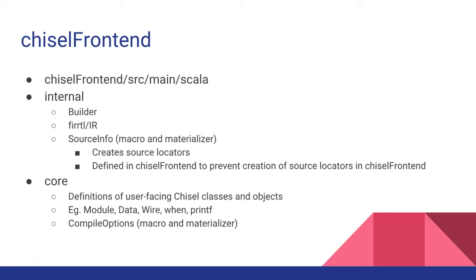Okay, now the Chisel frontend. As mentioned before, this is in Chisel frontend source main Scala. It has two subdirectories, internal and core. The internal directory has the builder. The builder is the thing that holds all of the internal mutable state that Chisel is utilizing as it runs. This is where I talk about pushing those Chisel IR nodes. This is where they get stored. It also has fertile IR, and ironically that is not fertile, that is the Chisel IR. And so that's where you'll find the descriptions of the Chisel IR nodes.